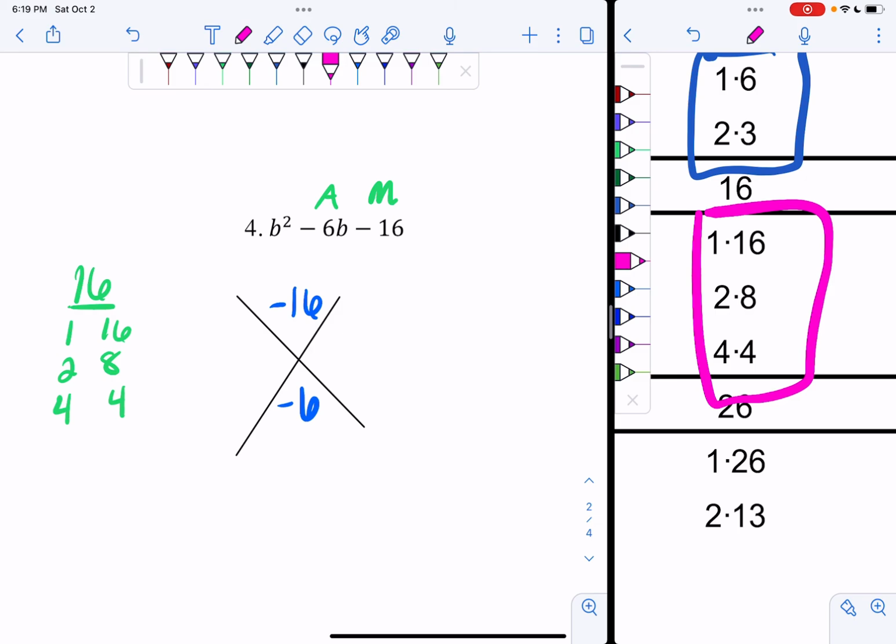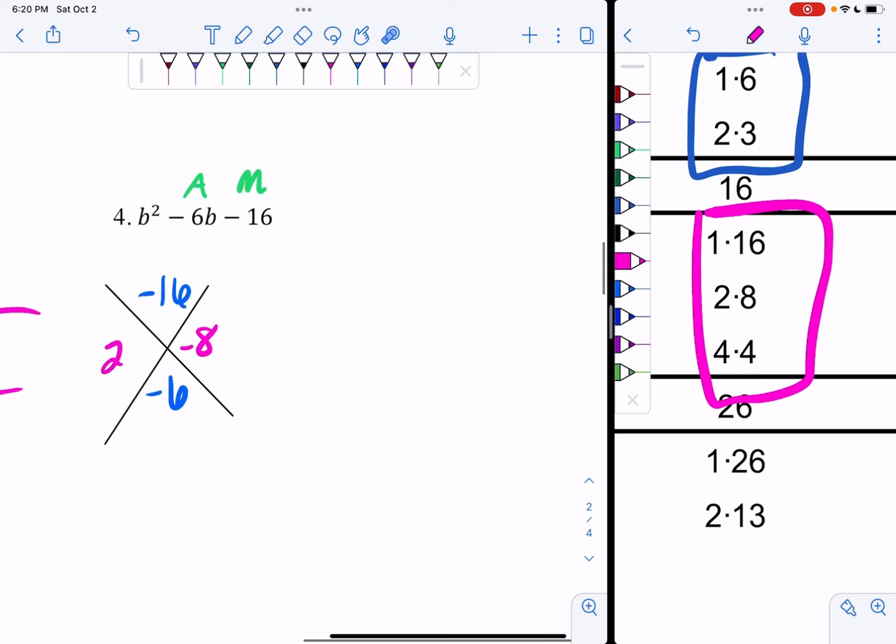If I look, I know it can't be 1 and 16. That's just way too far apart. And it can't be 4 and 4 because that'll give me a 0 or an 8. So it's got to be 2 and 8. If I look, 2 times 8 is 16, not negative 16. So one of them has to be negative. Let's make our 2 negative. Negative 2 times 8 is negative 16. But negative 2 plus 8 is 6, not negative 6. So let's make our 8 negative. 2 times negative 8 is negative 16. 2 plus negative 8 is negative 6. And that's my final answer. So my final answer for this question is b plus 2, b minus 8.